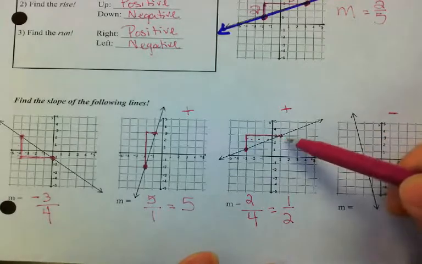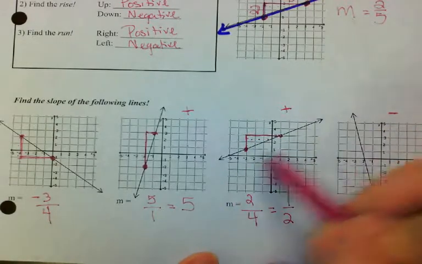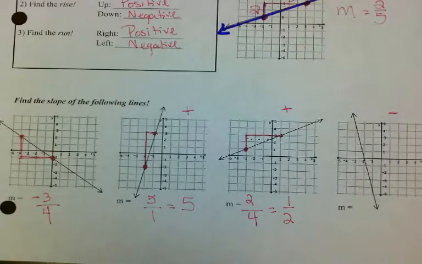I did go up, which is positive, and to the right, which is also positive, but I can look at this line here and I can see that it's a positive slope.